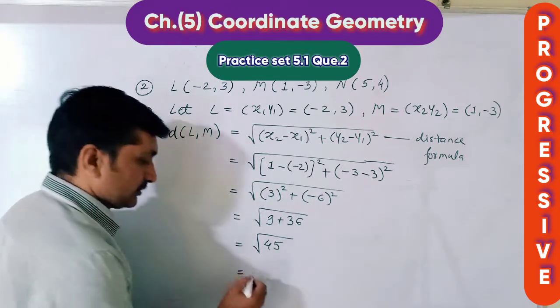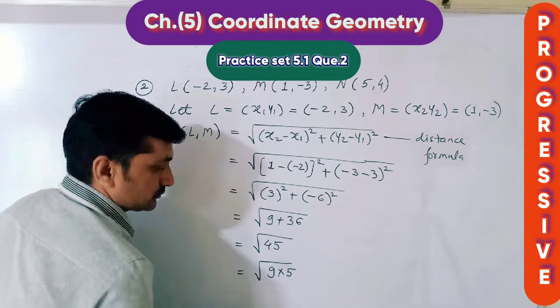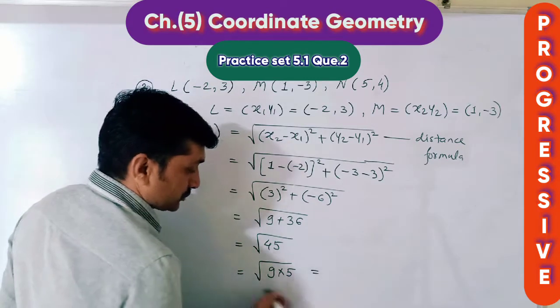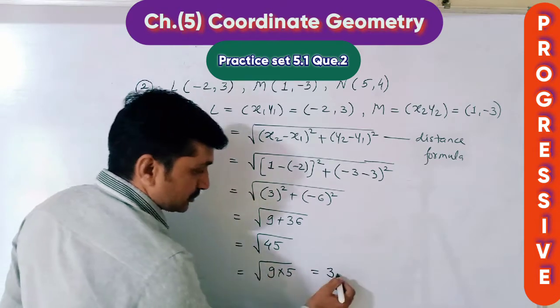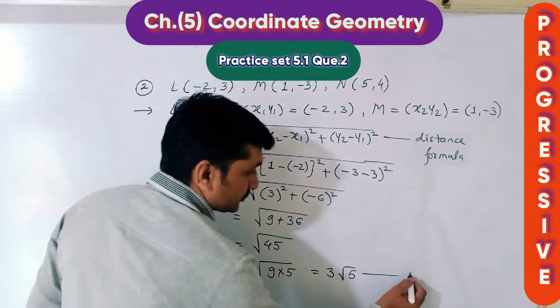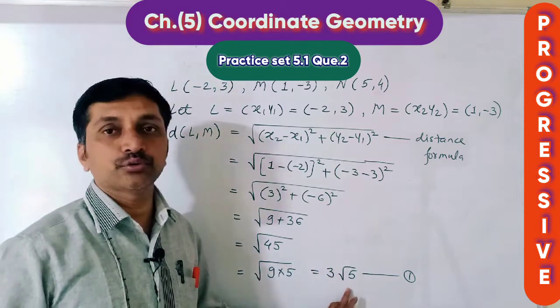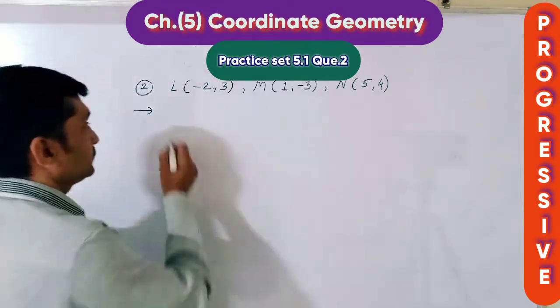Now split this number. How to write? 9 5s are 45, so square root of 9 is 3, and this is irrational, write as root 5 first. So distance LM we got 3 root 5. Got LM, now find MN.